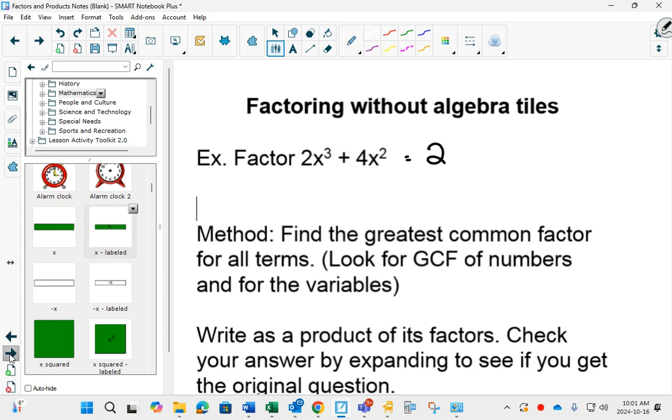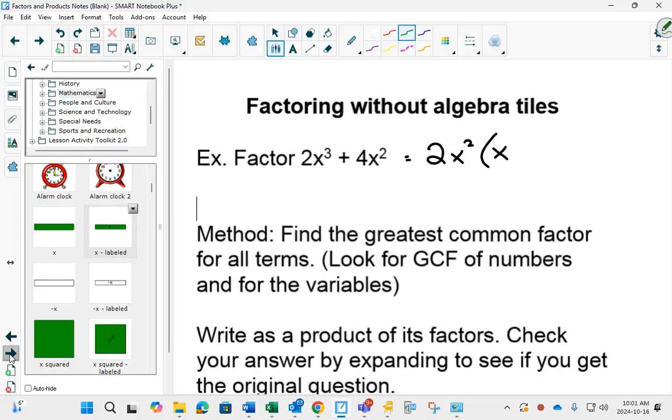Then you look at your variables. Is there the same variable in each term? There's an x here and there's an x there. How many x's are in the first one? There's x times x times x. There would be 3 of them multiplied together. And this x squared means x times x. That would be 2 of them multiplied together. You could pull out 2 of them, leaving you with, well, I pulled out the 2. I pulled out 2 x's.